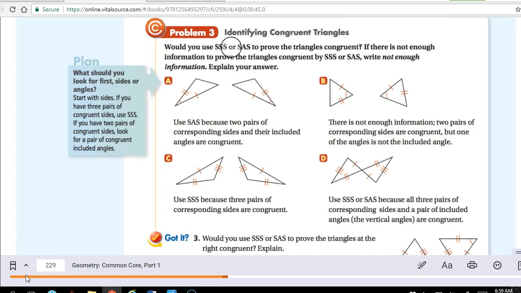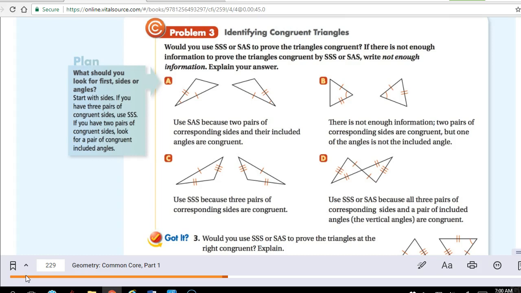Now, in this particular section, there are other ways, but we're specifically looking at side, side, side, or side, angle, side, okay? If it's not one of these two, we're simply just going to write not enough information. Now, there are other ways to prove triangles congruent, but we're specifically looking at those two. So let's look at problem A here.